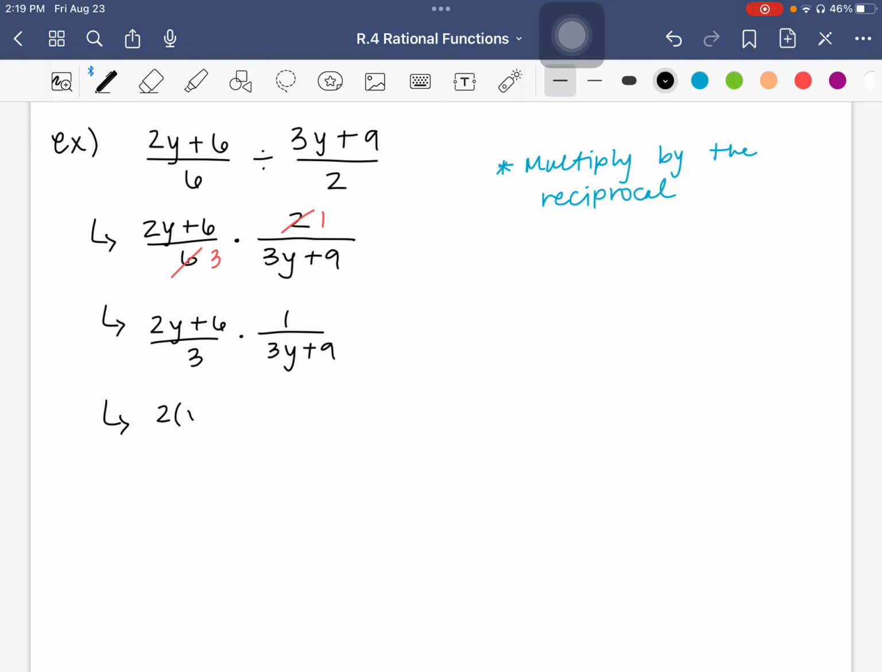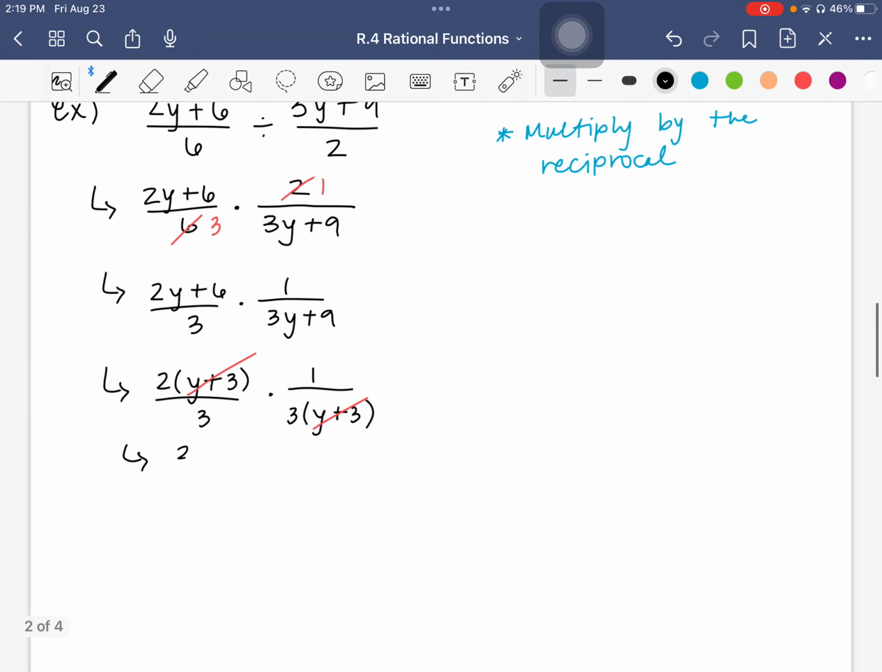So I'll take out a 2 from this guy, and then take out a 3 from this guy. And then we get the y plus 3's cancel. And we're left with multiplying straight across, so we just get 2 over 3 times 3 is 9. So we get 2 over 9. All right.